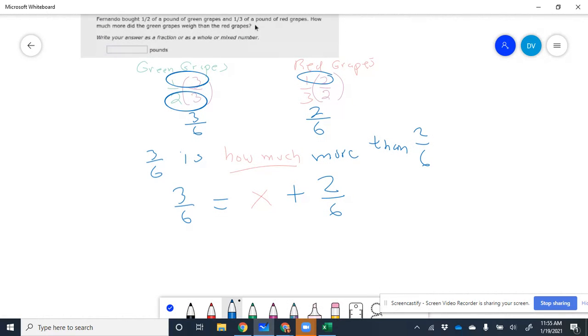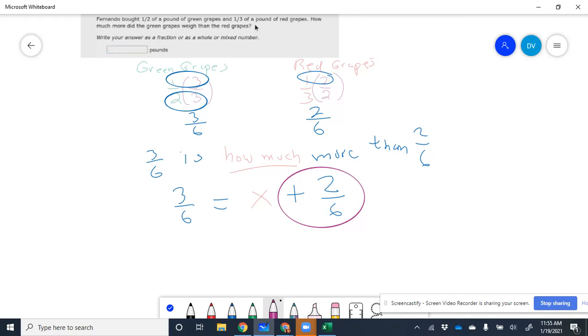Now I'm going to write that same thing, but in a different order. Actually, I'll leave it like that. Sorry. So my question is, if they add 2/6, what should we do to find x? Well, they've added right here. They've added 2/6 to x. And when they add, shouldn't we subtract? We always want to do the opposite of what was already done.